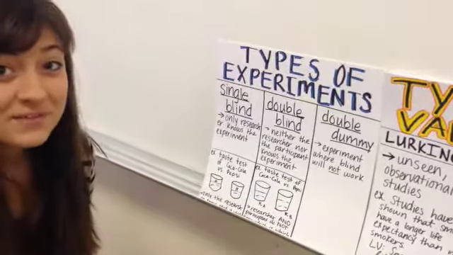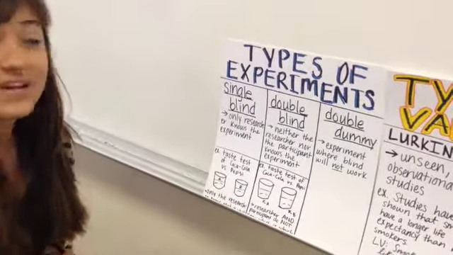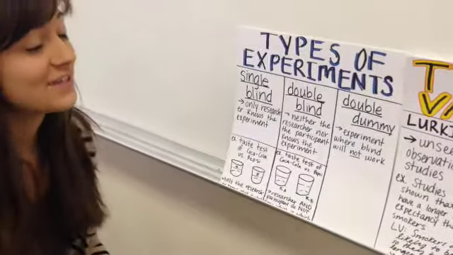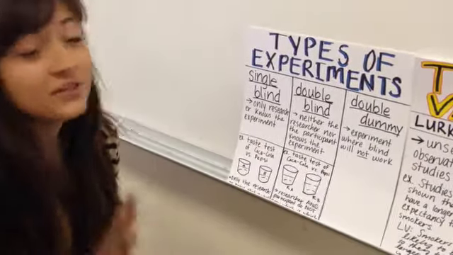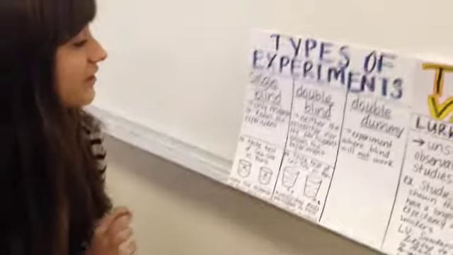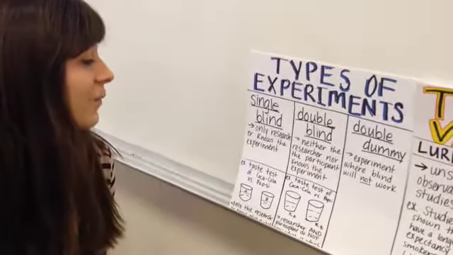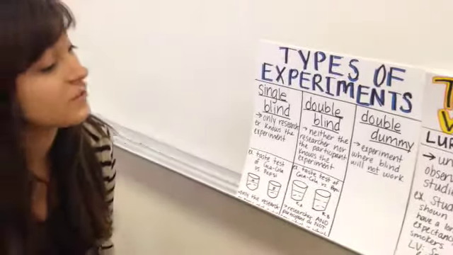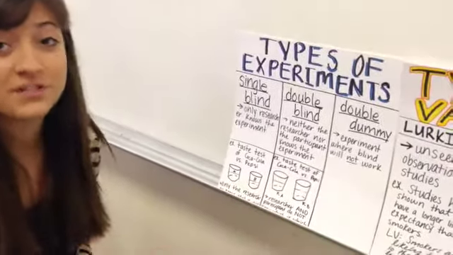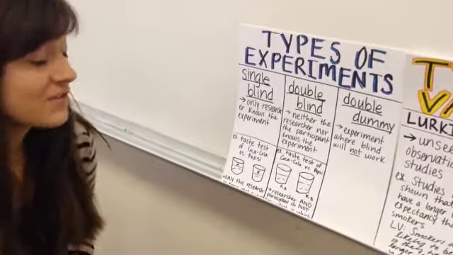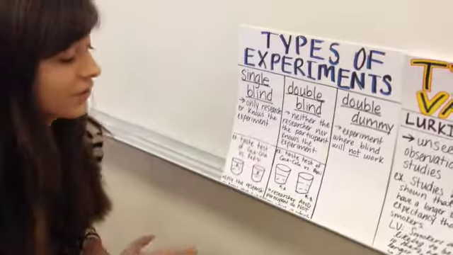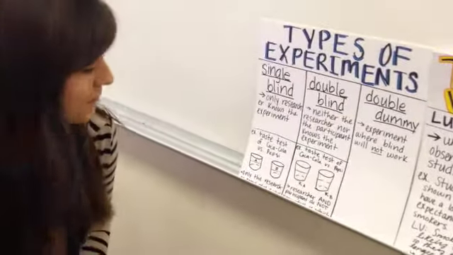Good morning, my name is Emily Rubio, and today we're going to talk about types of experiments and types of variables in those experiments. There are three different types of experiments. We have our single-blind experiment, where only the researcher knows what's going on in the experiment and the participant does not. One example of this could be a taste test of Coca-Cola versus Pepsi soda.